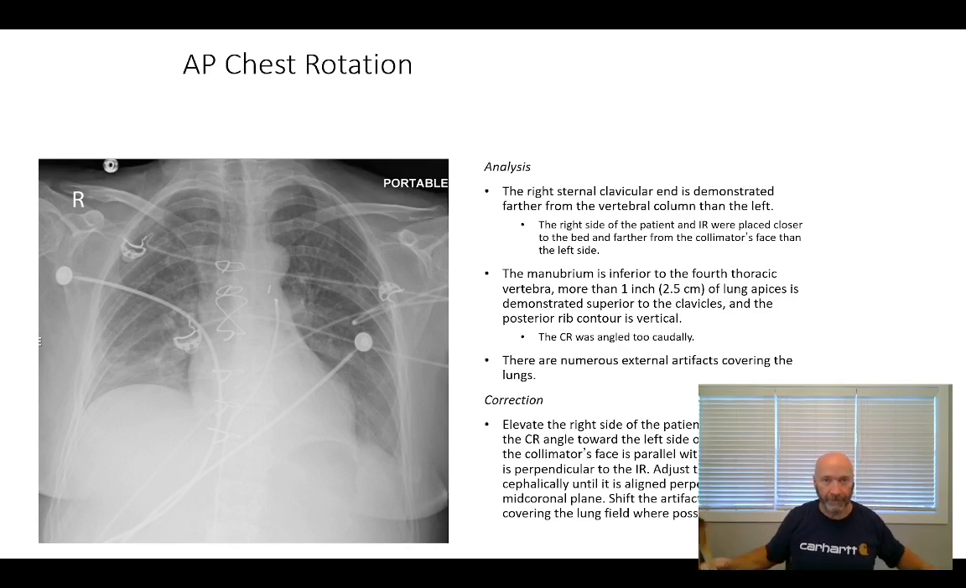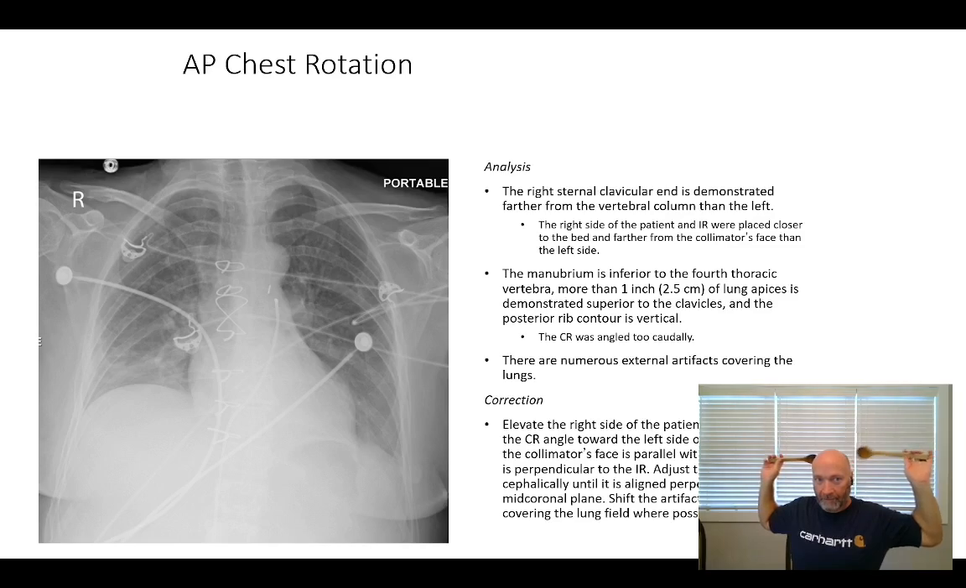If we were shooting PA instead of AP, everything would reverse. All right, so this is my spine, and these are my clavicles. I am in a PA projection. Now this would be my right side. If I were in an RAO position, I would have separation.